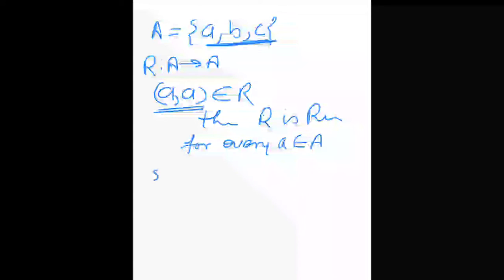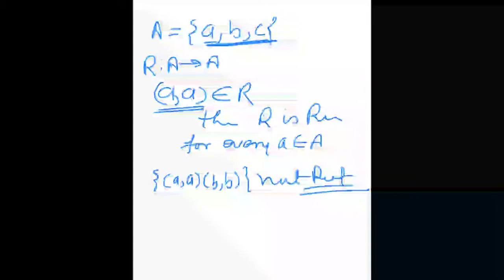If in case (a, a) is belonging to the relation, but (b, b) is not belonging to the relation, then it is not reflexive. Means every element (a, a), (b, b), (c, c) must be there in the relation. Then only the relation is said to be the reflexive relation.